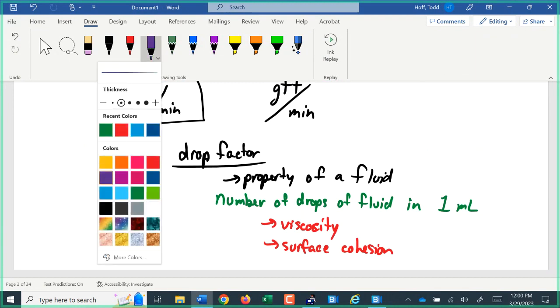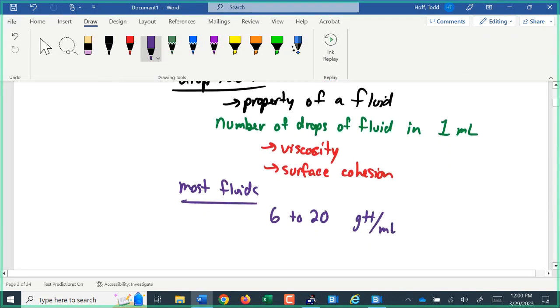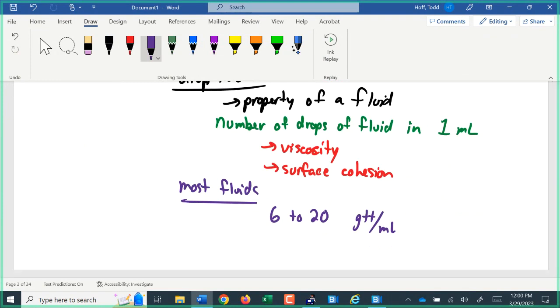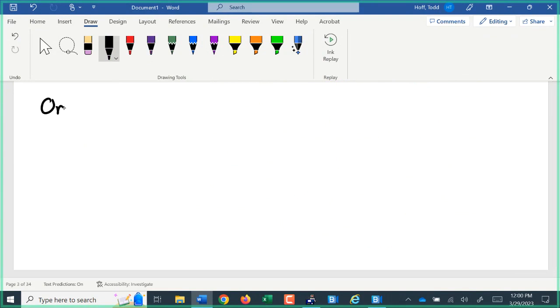So this is typically, for most fluids, going to be between 6 to 20 drops per milliliter. Most of our medications are actually slightly closer to the smaller end, between 8 and 18 is typically what we have for our medications. So let's take a look at an example of how that drop factor comes into our calculation. So let's look at our doctor's order.